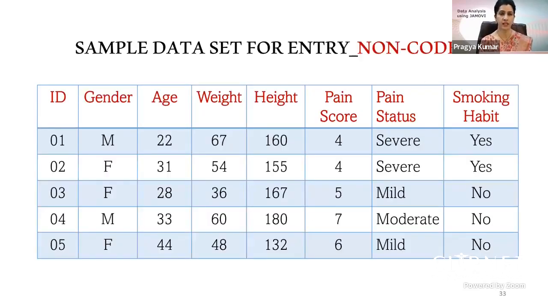This is a sample data set for entry of non-coded data. You can see there are only two categorical variables here, gender and pain status, and the smoking habit also. The others are continuous data or scale variables, like height, weight, and age. So if you enter your data as male and female, or the pain status, which is an ordinal scale here, like mild, moderate, severe, then what problem can you have once you import the data?